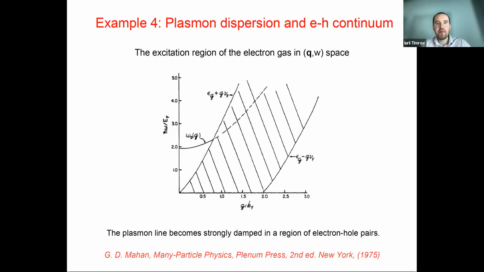So in Quantum ESPRESSO, there is another code, which is called XSpectra, to study core level spectroscopy. As I just mentioned, here we are discussing valence electron excitations. But what if we are interested in studying spectroscopy when we excite core electrons? This is described by XAS, X-ray absorption spectroscopy, and there is a code in Quantum ESPRESSO to do that. We don't discuss it during this school.